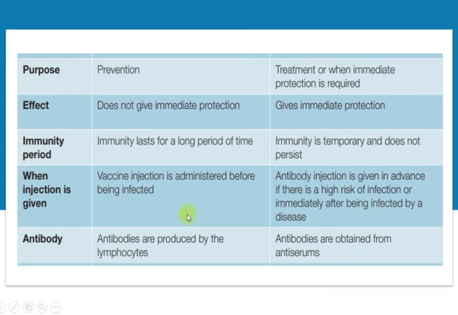Okay, and the second last one: the antibody. Antibodies are produced by the lymphocytes in artificial active immunity, whereas in artificial passive immunity, antibodies are obtained from the anti-serum injected.